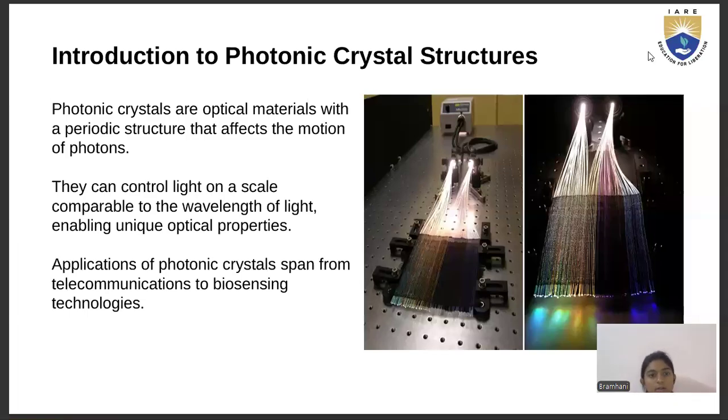So basically, photonic crystals are optical materials with a periodic structure that affects the motion of photons. They can control light on a scale comparable to the wavelength of light, enabling unique optical properties. Applications of photonic crystals span from telecommunications to biosensing technologies. We can also observe the pictures of photonic crystal structures here.